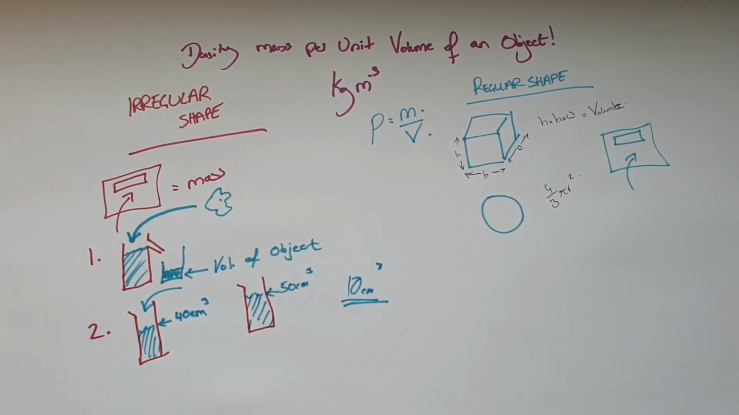That is literally it for this video. It was just on density and how to find it for irregular shapes. In the next one, I'm going to cover pressure and upthrust.